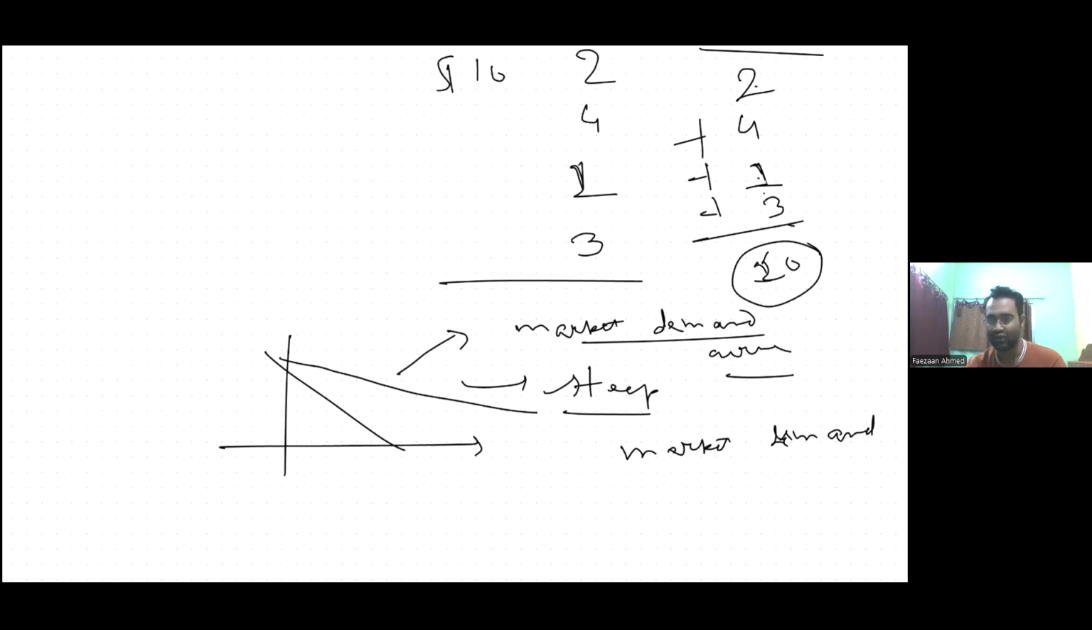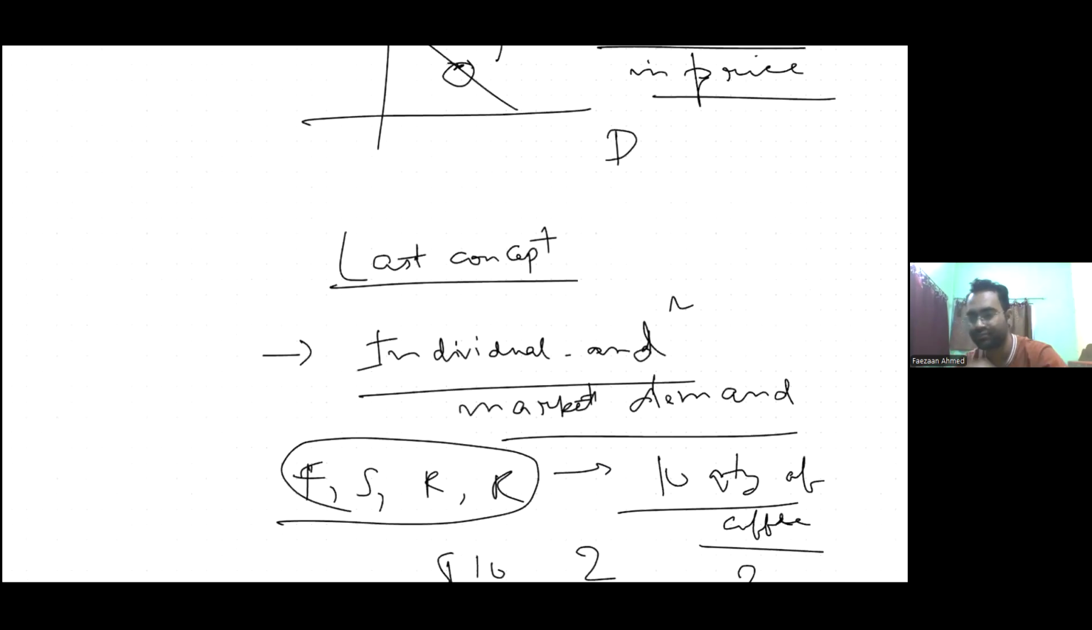I think we have covered three concepts. Just to quickly summarize, we started with the law of demand, फिर हमने इंडिविजुअल डिमांड की बात करी आखिर में, उससे पहले हमने increase in demand or decrease in demand, expansion and contraction, and then finally we came down to this point about individual and market demand. So three things we have discussed.